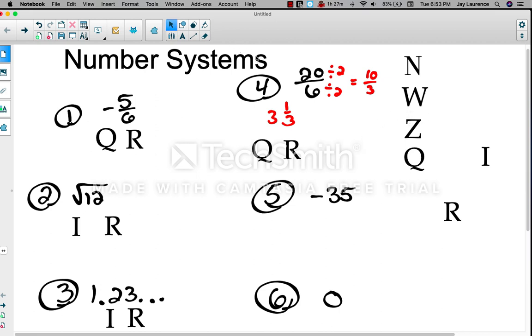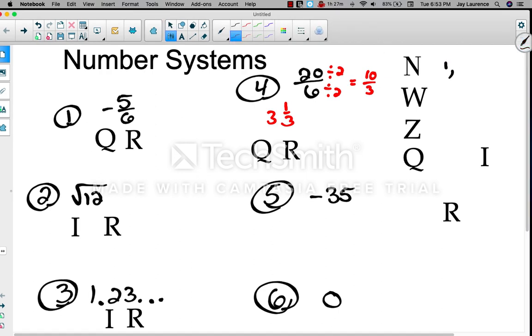-35. It's not a natural number. It's not a whole. Natural numbers begin with 1, 2, 3, etc., right? Natural numbers go 1, 2, 3, on forever. No fractions, no decimals. No 0, no negatives. Whole numbers are 0, 1, 2, 3, on forever. Just like the naturals, only they also include 0.